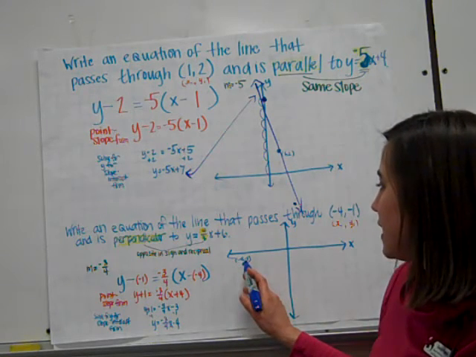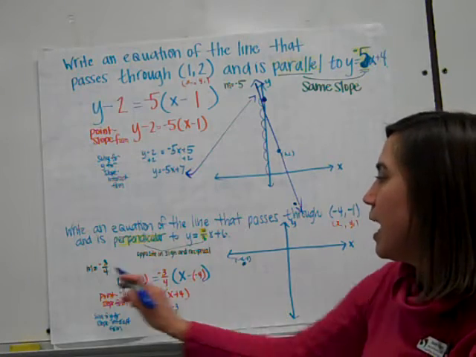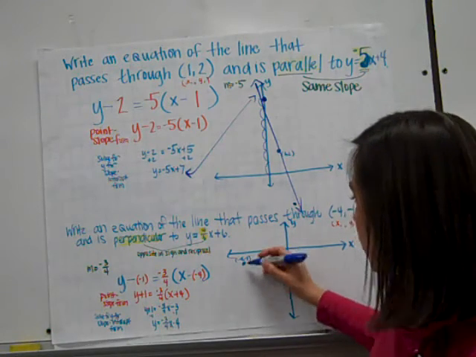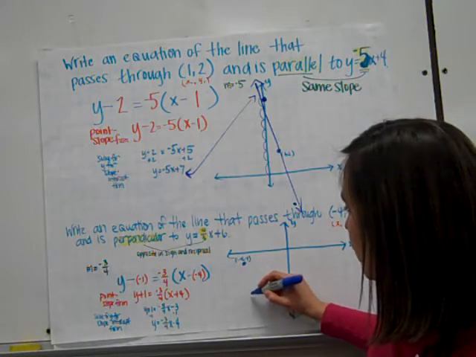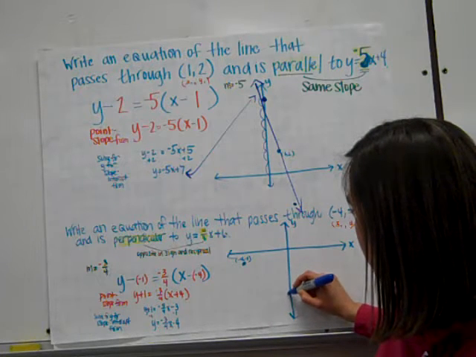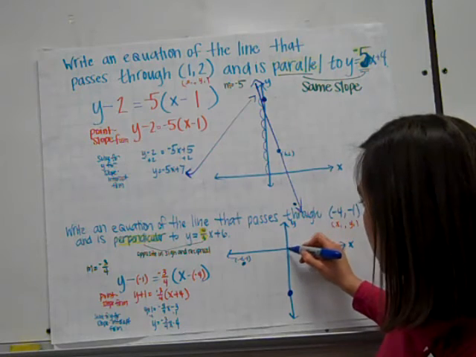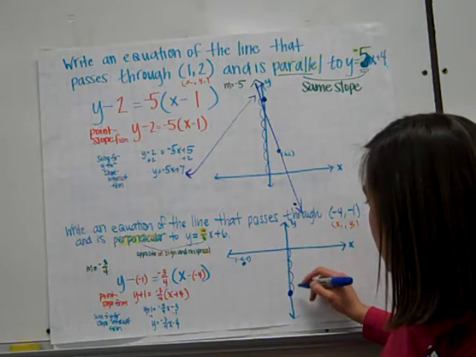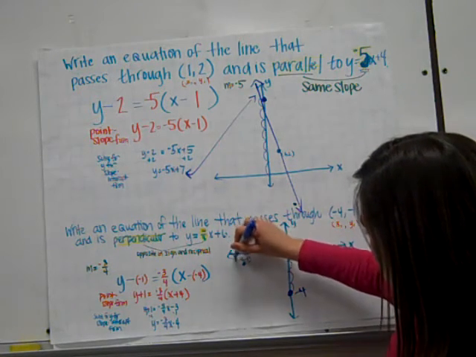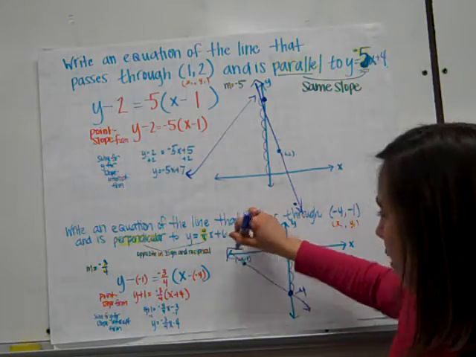So I started off here at (-4, -1). I'm going to use the slope of -3/4, going down 3: 1, 2, 3, and over 4: 1, 2, 3, 4. And I'm going to double check my y-intercept. Remember, it should be -4. 1, 2, 3, 4, and it is. And I can check my work anytime using graphs.